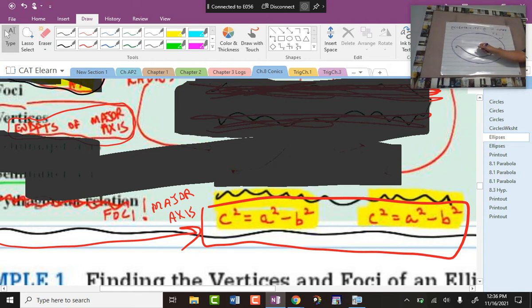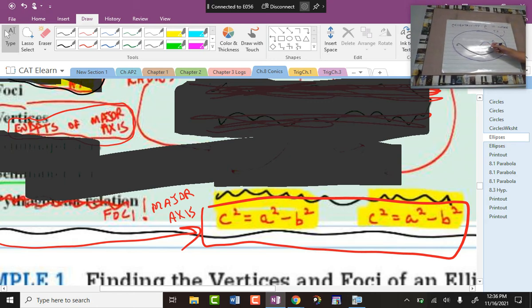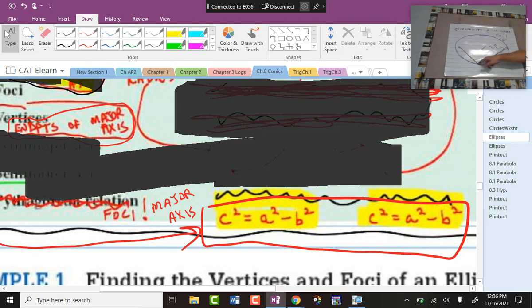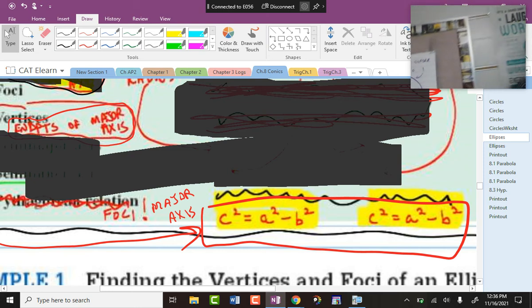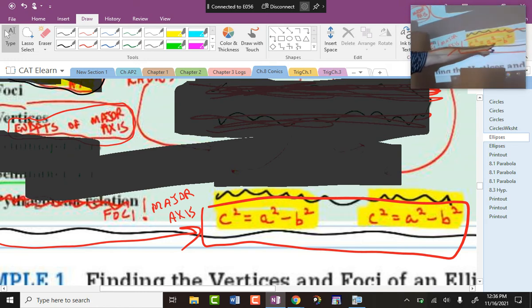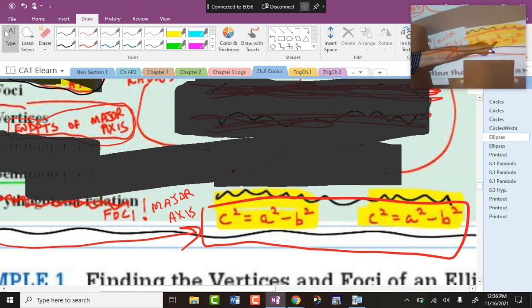So here's the center. This is going to be A because this is the longer of the two radii moves. This is C. This is what C is going to be, the move to get to the focus. Why does C have to be smaller than A? Because of the way this is constructed. There is no way that this could be outside of that. So what guarantees that? The operation of subtraction. When I subtract from A squared, so A squared minus B squared, that makes sure that this is smaller than this.